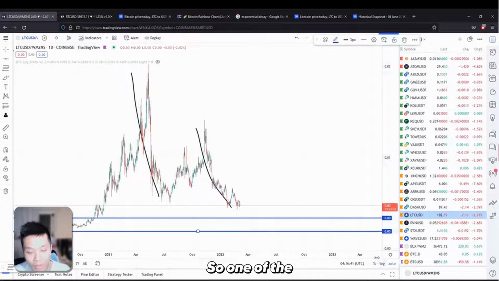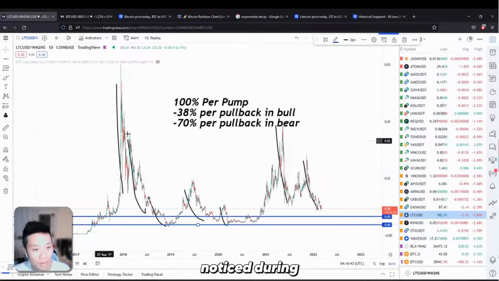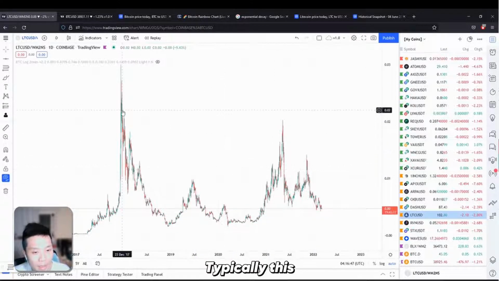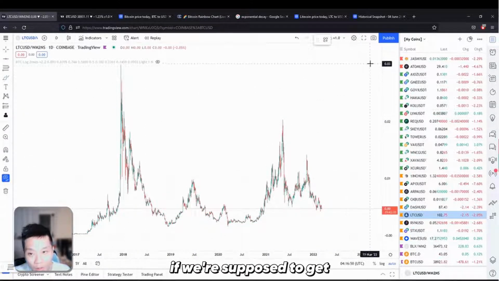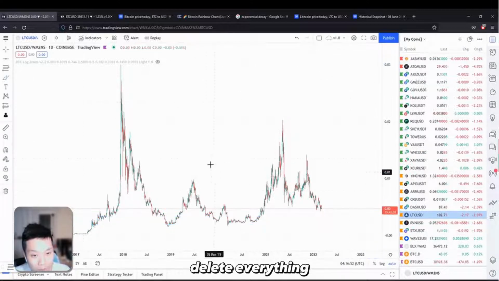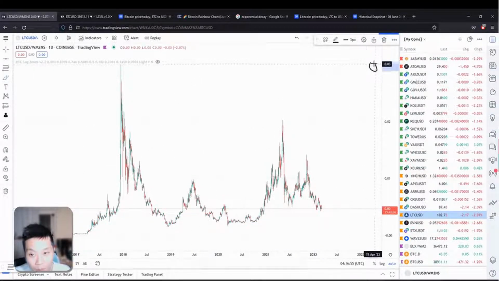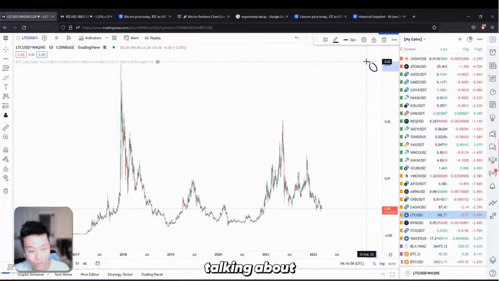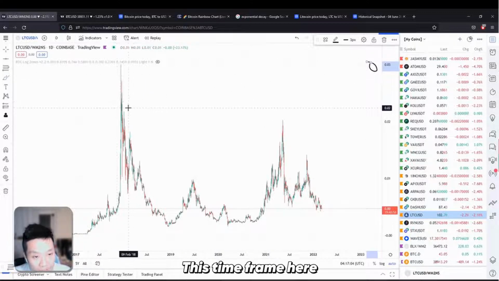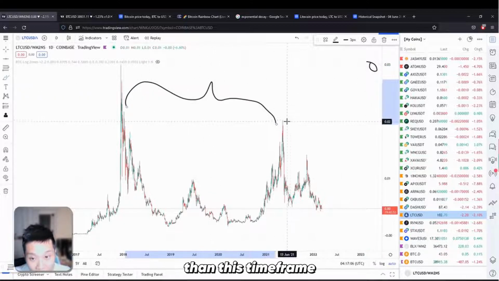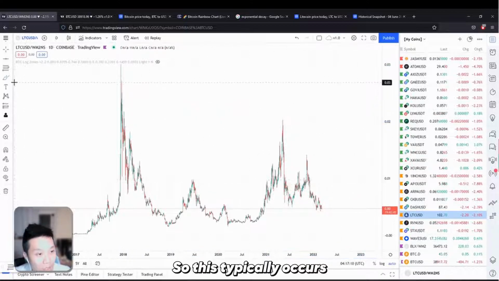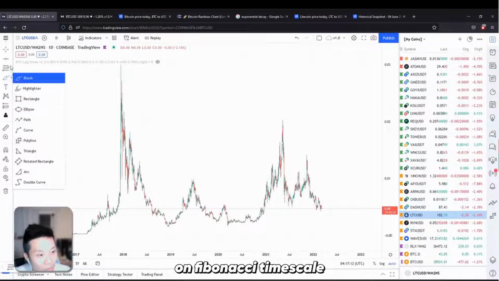One of the things that I noticed during one of my tradings was typically this type of pattern. If we're supposed to get up here as the final high for all of crypto, I'm going to delete everything. We're talking about Bitcoin at like 150K, 200K, some crazy number. This time frame here is usually longer than this time frame. Do you know what I mean? So this typically occurs on a Fibonacci time scale.